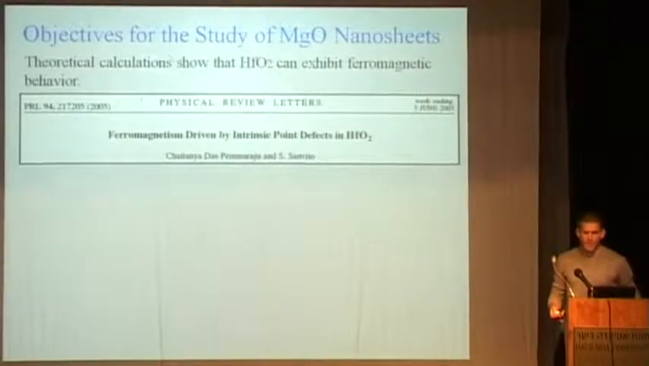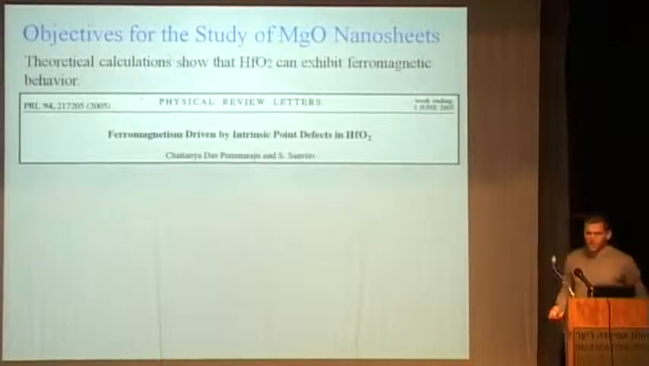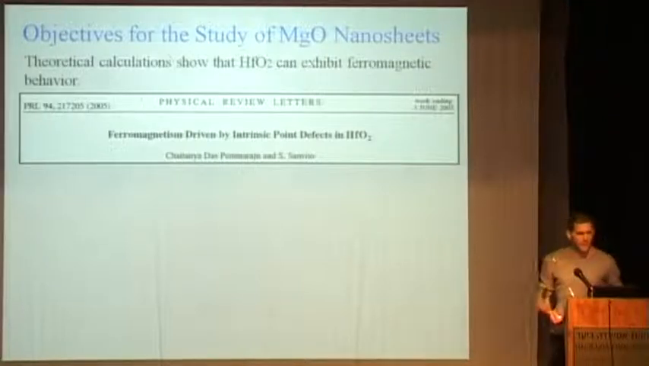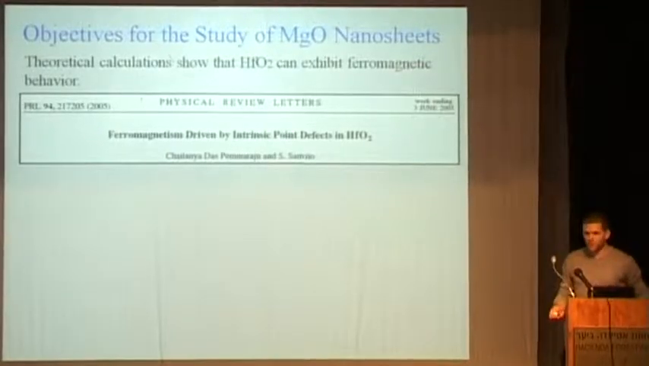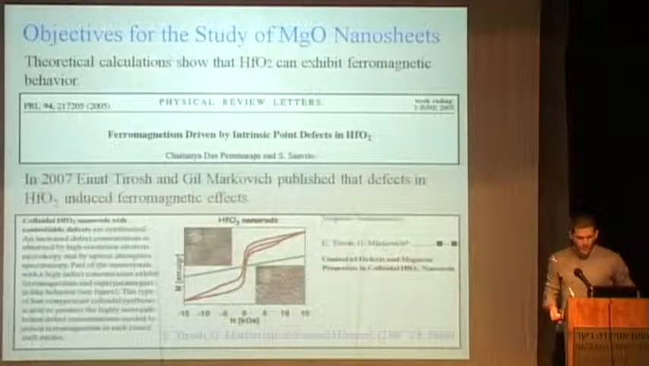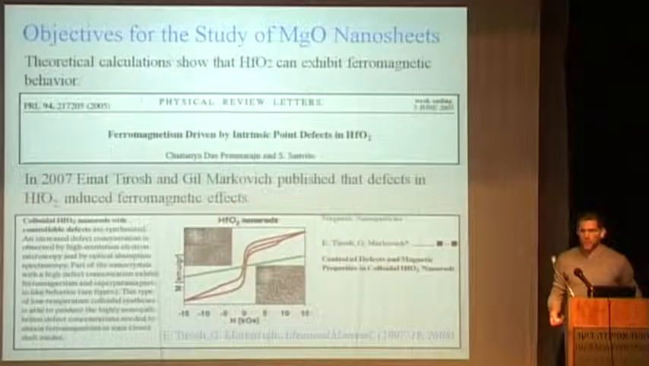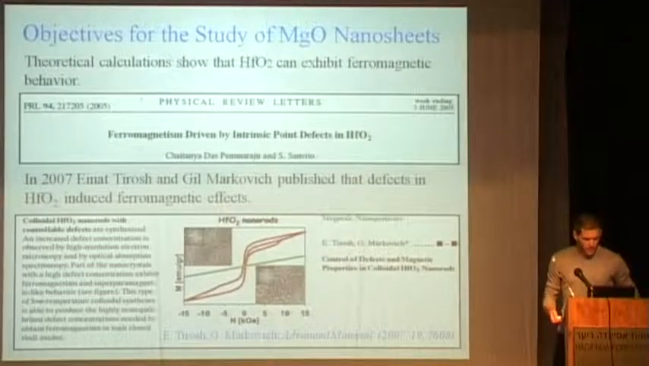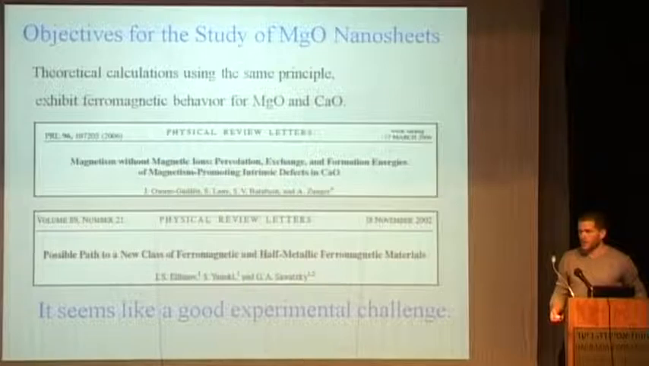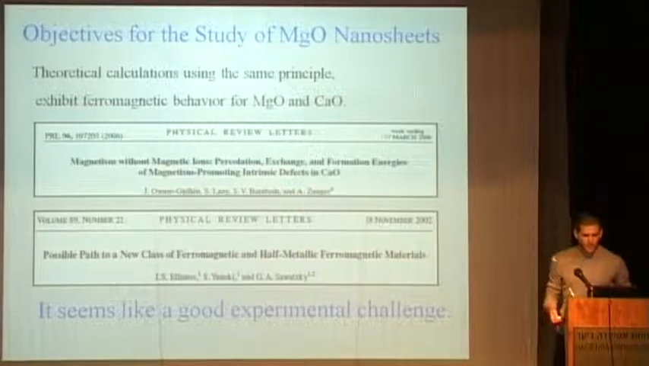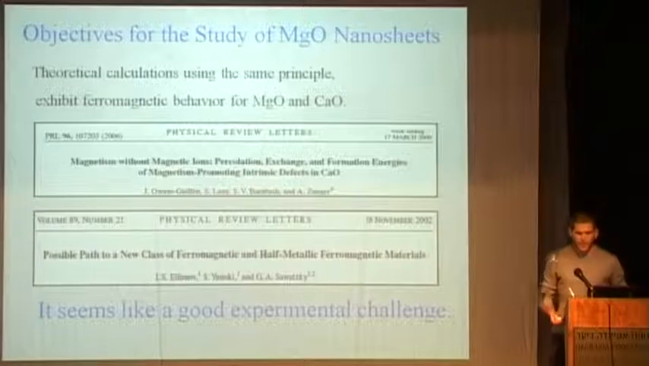Our research started with hafnium oxide. A few years ago, there were some theoretical calculations that showed that diamagnetic materials, such as hafnium oxide, can exhibit ferromagnetic behavior. This is due to point defects. Two years after, our group, Einat Tirosh and Gil Markovich, published a paper showing that hafnium oxide can exhibit ferromagnetic behavior. Similar theoretical calculations were done for magnesium oxide and calcium oxide, and it seemed like a good experimental challenge.